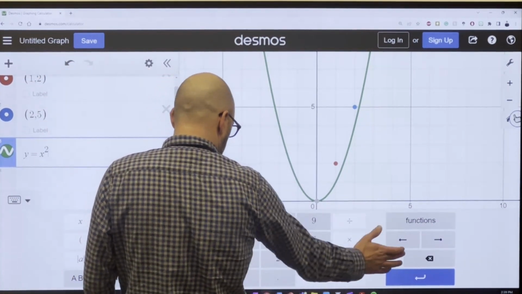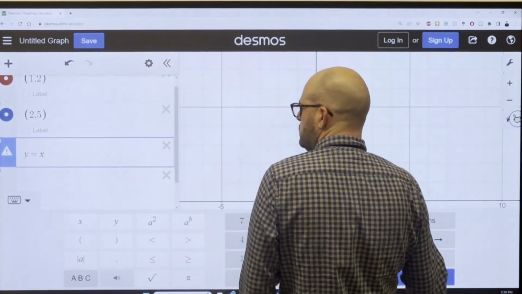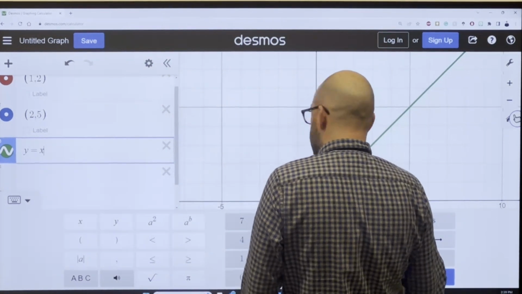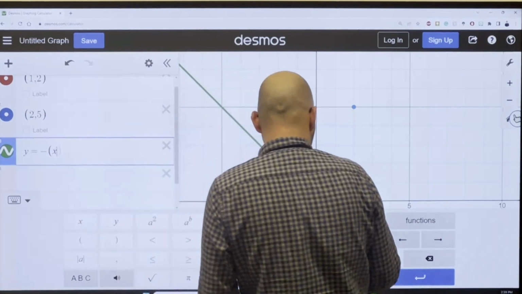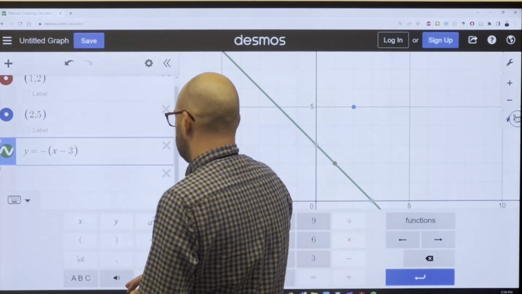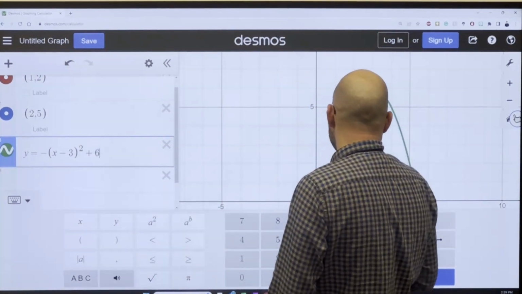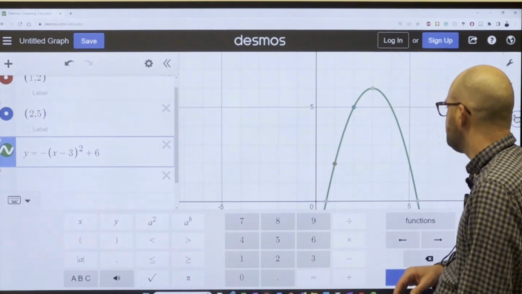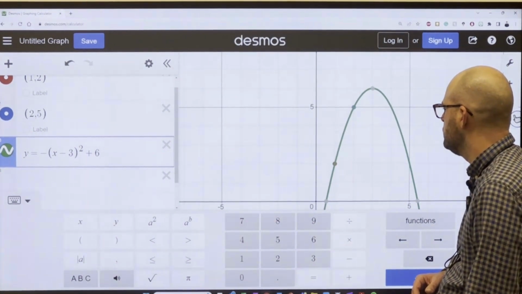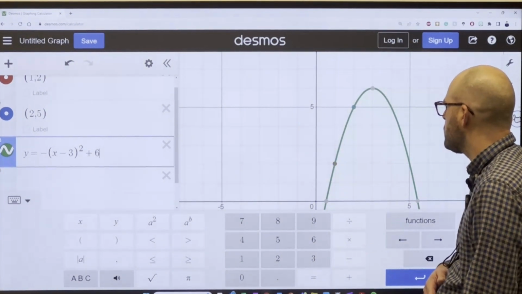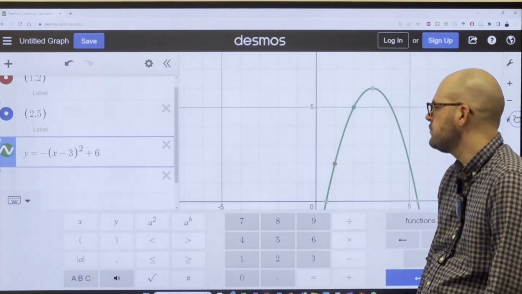Y equals negative, and then in parentheses, x minus 3, squared, plus 6. So you flipped it down. What did you end up trying to do there? Because I saw that between the 2 points, it just went over 1 and down 3, which reminded me of the base function, because it's over 2, down 4, so I could make a vertex and have it go through the 2 points.